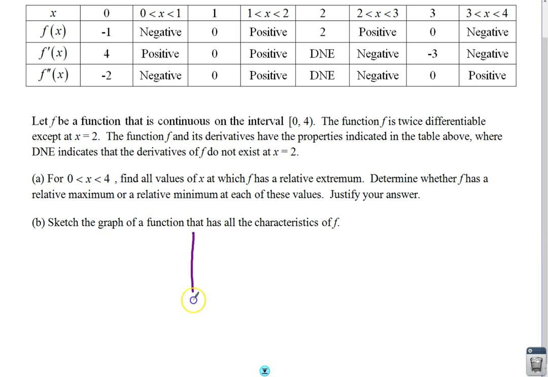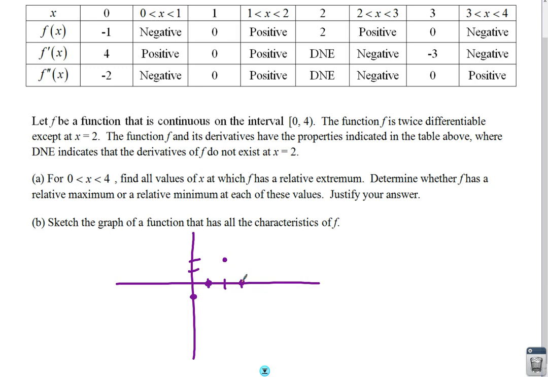So, sketch the graph, the given characteristics. At x equals 0, my f of x is -1, so (0, -1). At 1, I'm at 0, so (1, 0). At 2, it's at 2, so (2, 2). At 3, we're back at 0. And I don't know what's happening after that.